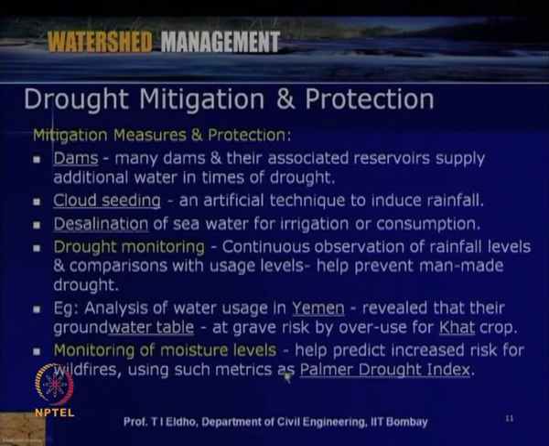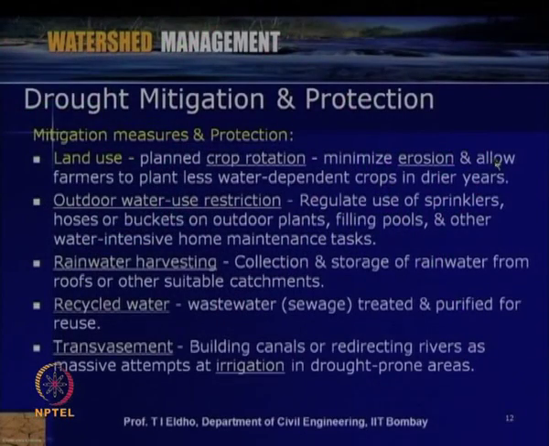Then we have to go for monitoring of moisture levels, to help predict increased risk for wildfires using metrics such as the Palmer Drought Index, which we discussed in the last lecture. Then another important aspect is land use as far as drought mitigation and protection is concerned. As I mentioned earlier, in agriculture, especially in drought prone areas, instead of going for high water intensive crops, we can go for low water intensive crops, and for crop rotations, and we can minimize the erosion and allow farmers to plant less water dependent crops in drier or drought years.